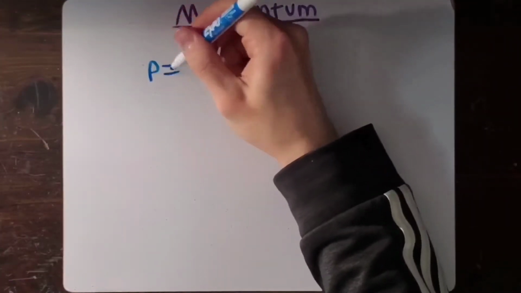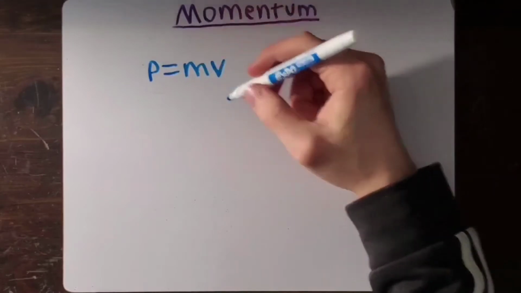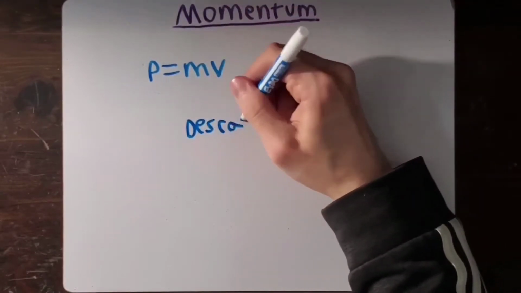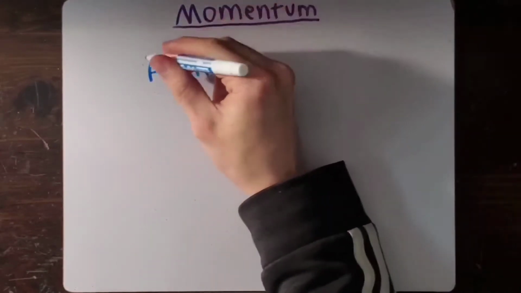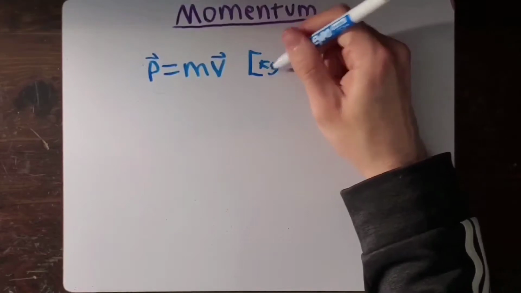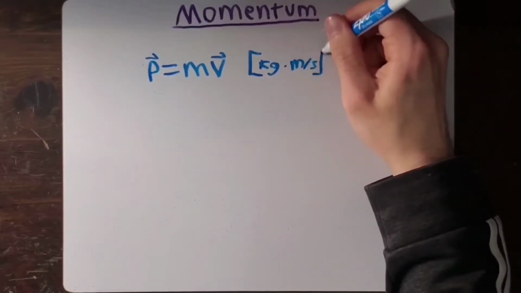An object's momentum is defined as the product of its mass and velocity, and was introduced by the French scientist and philosopher Descartes. The formula is written as P equals mv, where momentum, P, and velocity, v, are vector quantities, and the units for momentum are kilograms times meters per second.